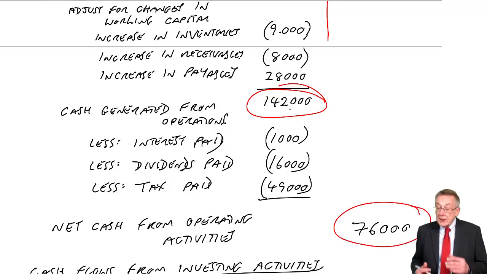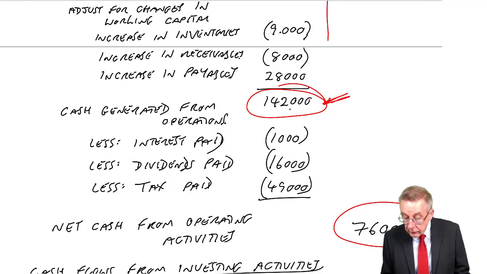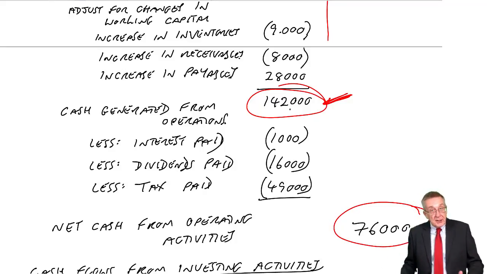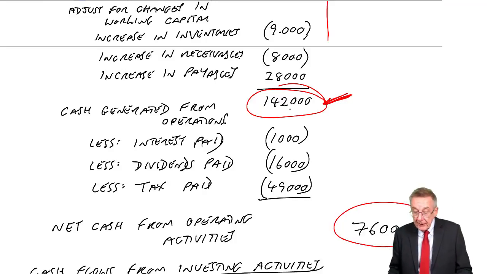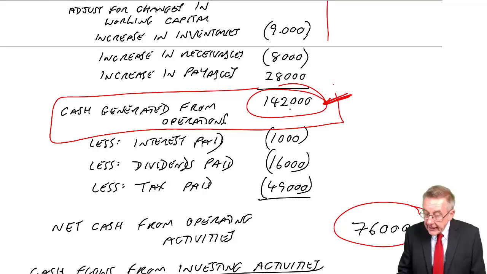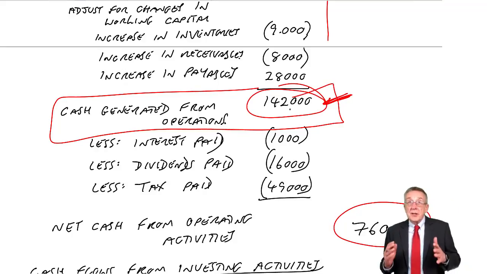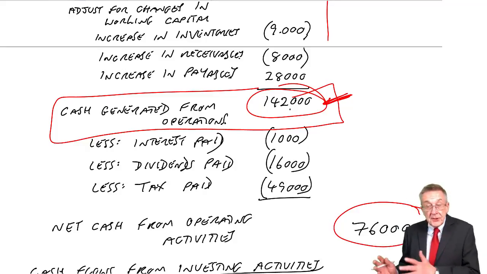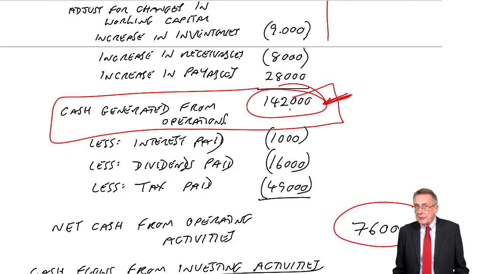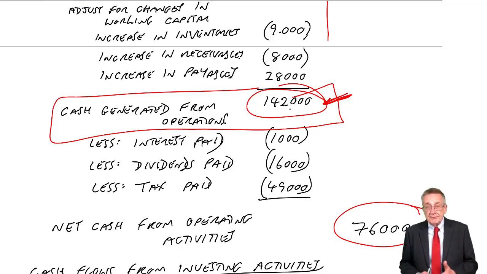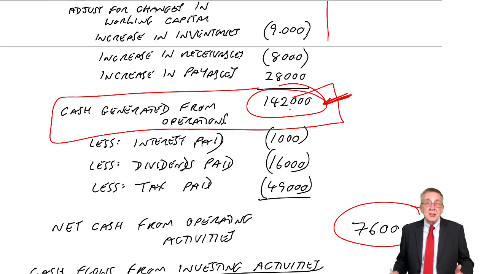Now, I'm about to show you there is an alternative way of arriving at that 142,000. The rest of the statement stays exactly the same, so nothing else changes. It's simply the cash generated from operations. Either we use the indirect method, and that, as you'll see later, is the method that's important for you. Virtually anything in the exam, you'll be tested on this indirect method, and it's the way most businesses use.